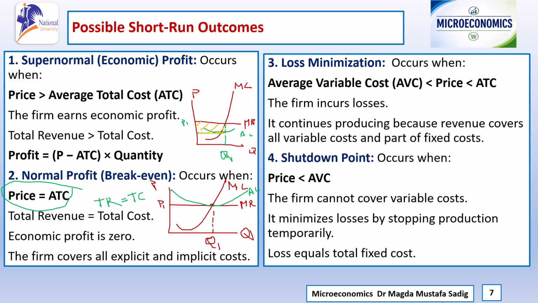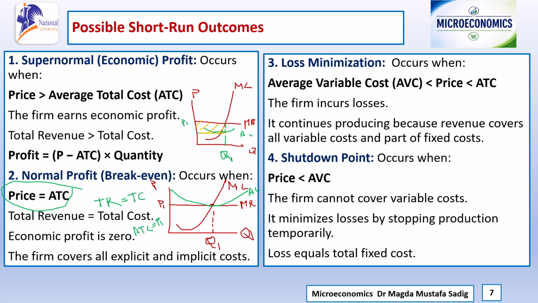Why? Because here average total cost is just equal to P1. So the firm covers all explicit and implicit cost. Okay, let us come to loss minimization. It occurs when average variable cost is less than price, which is less than average total cost.